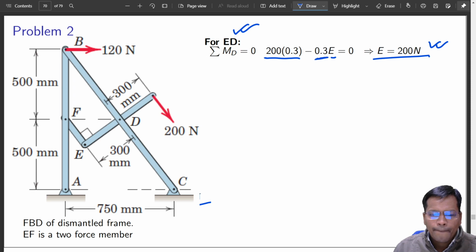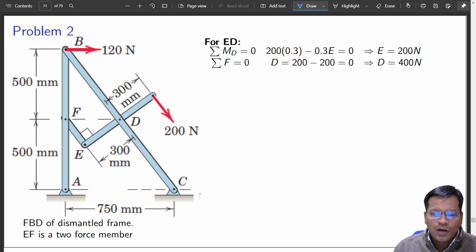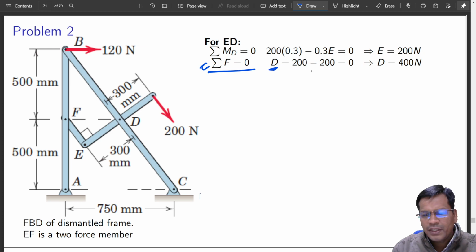This is okay? Okay. Now moving ahead, force at F. F is element name only. Force at F, that is the joint, should be equal to 0 again. So that gives me D. D is equal to this.